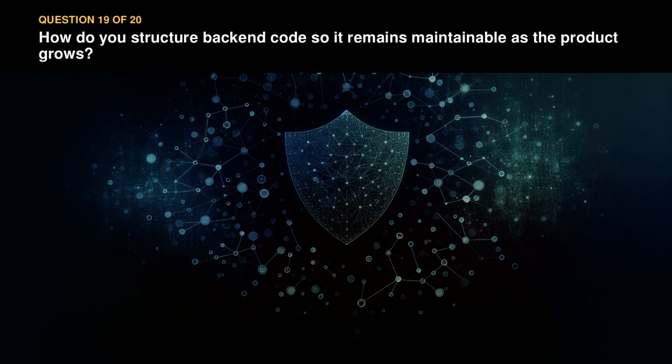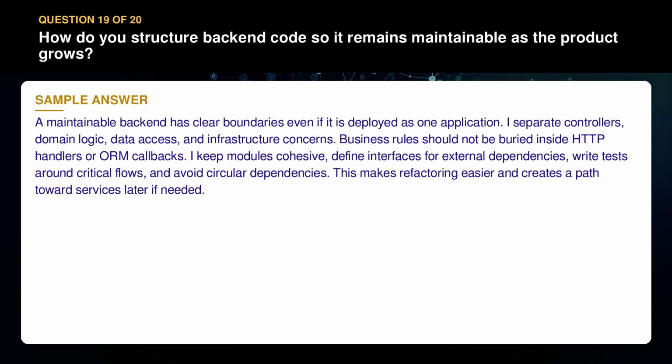Question 19. How do you structure backend code so it remains maintainable as the product grows? A maintainable backend has clear boundaries even if it is deployed as one application. I separate controllers, domain logic, data access, and infrastructure concerns. Business rules should not be buried inside HTTP handlers or ORM callbacks. I keep modules cohesive, define interfaces for external dependencies, write tests around critical flows, and avoid circular dependencies. This makes refactoring easier and creates a path towards services later if needed.